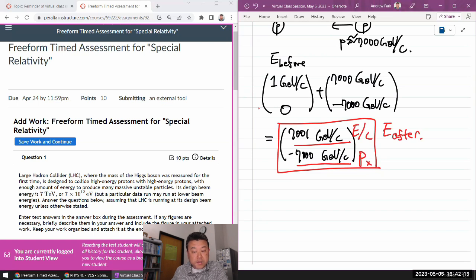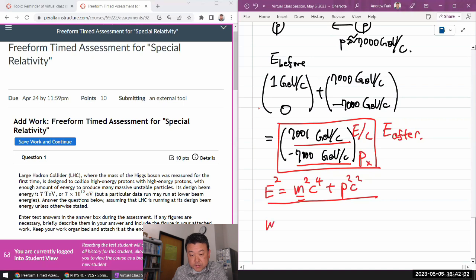The way you would calculate mass is from that energy momentum relationship. E squared is equal to m squared c to the fourth power plus p squared c squared. And when you solve this for the invariant mass, you get m squared is equal to E squared over c to the fourth power minus p squared over c squared. Dividing through by c to the fourth, the c squared cancels.